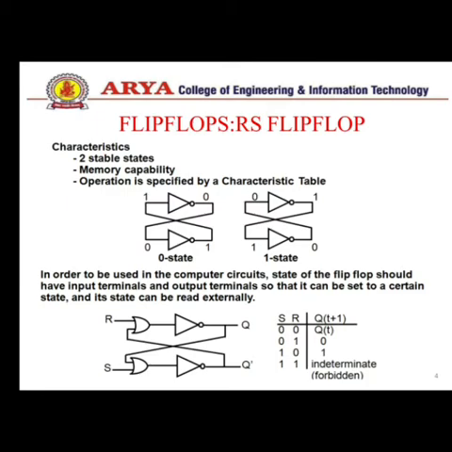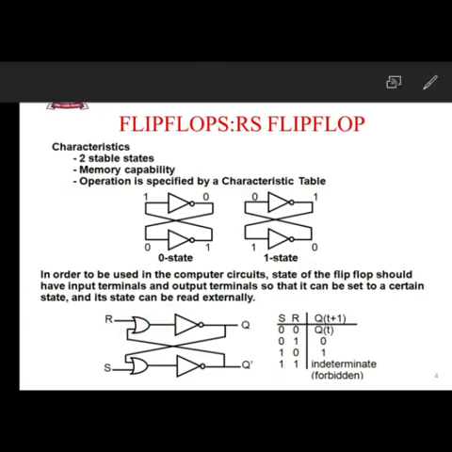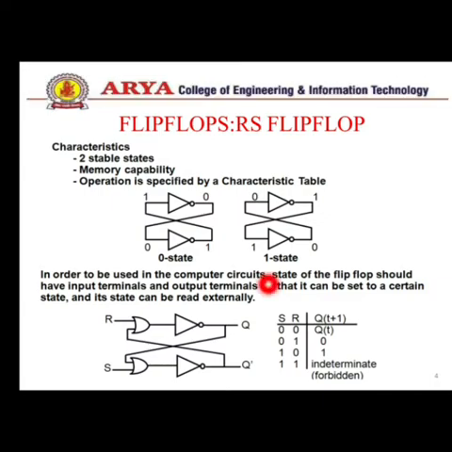First we consider the OR gate at the input. R is connected to the first input of the first OR gate, and the second input of the first OR gate is cross coupled to the output. In the second OR gate, the first input is cross coupled to the output, and the second input of the second OR gate is connected to S. The output of the OR gate is connected to the NOT gate, and again the output is connected to the OR gate. This OR gate is cross coupled to the output.